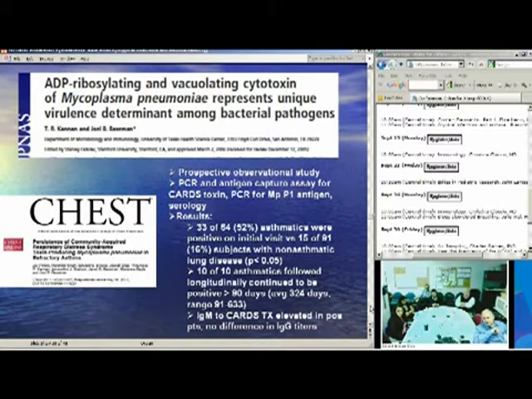Dr. Atkinson, are there environmental sources of the CARDS toxin that aren't necessarily endogenous from the bacteria? No, as far as I know, this is a specific toxin that's secreted by this organism.